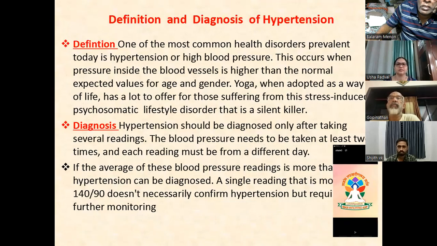One of the most common health disorders prevailing is hypertension, or high blood pressure. This occurs when pressure inside the blood vessels is higher than the normal expected values for age and gender. Yoga, when adopted as a way of life, has a lot to offer for those suffering from this stress-induced psychosomatic lifestyle disorder that is a silent killer. Diabetes is a silent killer. Hypertension also is a silent killer. Slowly, it will degenerate each and every organ.